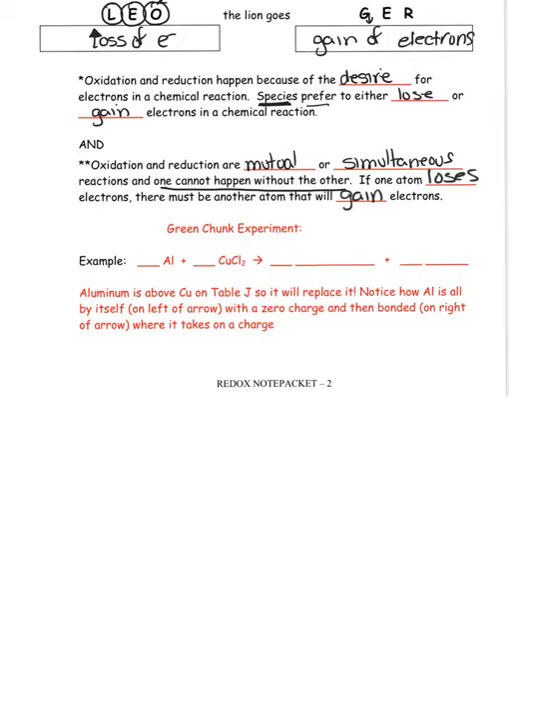So aluminum right here, that aluminum is a neutral atom. We did this in the beginning of the year. It has no charge. It's 0 charge. And if we do a reverse crisscross, we know copper is a +2 and chlorine is a -1. We also know, because when we were together we learned, that this was a single replacement reaction. And because it's a single replacement reaction, if the aluminum is above the copper on Table J, a reaction will take place. Remember that?